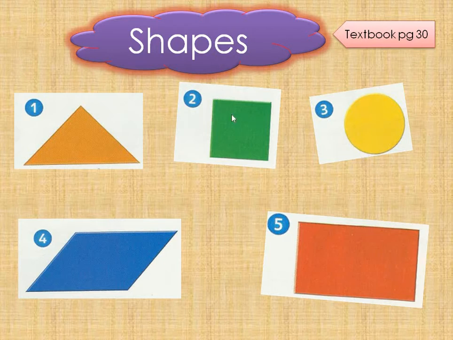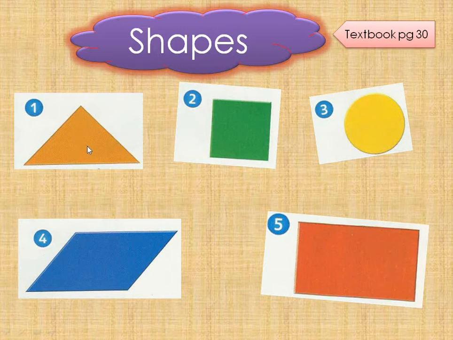Okay, things come in many shapes. Okay, semua benda ataupun semua barang boleh kita jumpa dalam pelbagai bentuk. Okay, we can see or we can find things in many shapes. Okay, today we have 5 shapes and 5 different colors.